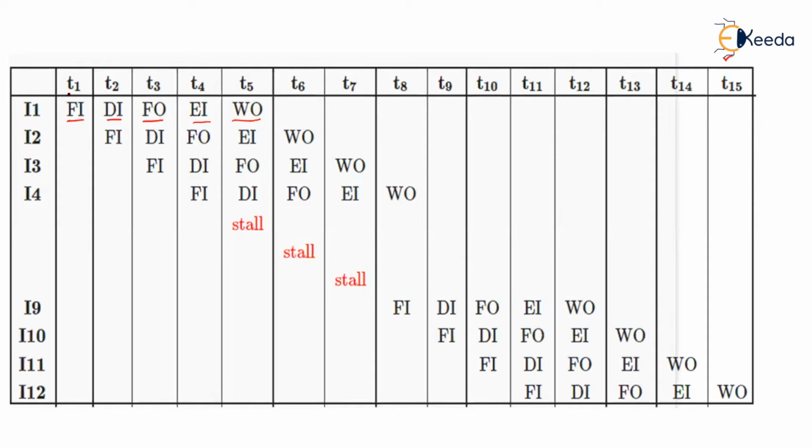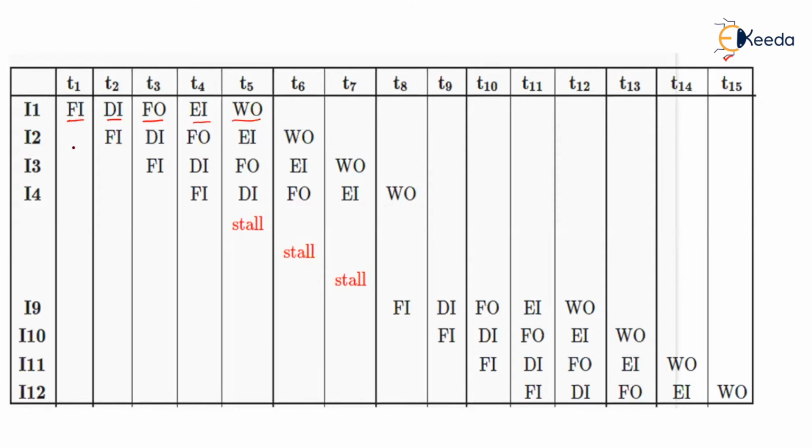I1, in the first clock cycle, enters into the first stage, which is fetch the instruction. In the second clock cycle, it enters into the decode stage. In the third clock cycle, it leaves the decode stage and enters into the fetch operand stage. In the fourth clock cycle, it leaves the fetch operand stage and enters into the execution stage. In the fifth clock cycle, it leaves the execution stage and enters into write the operand.